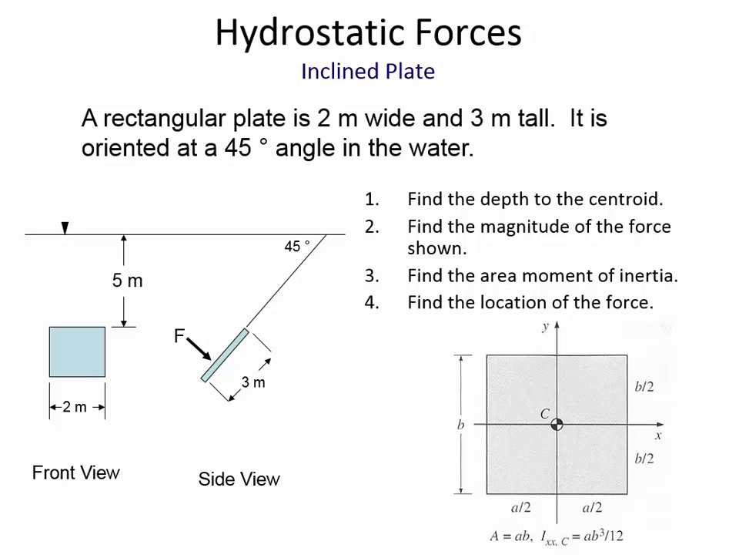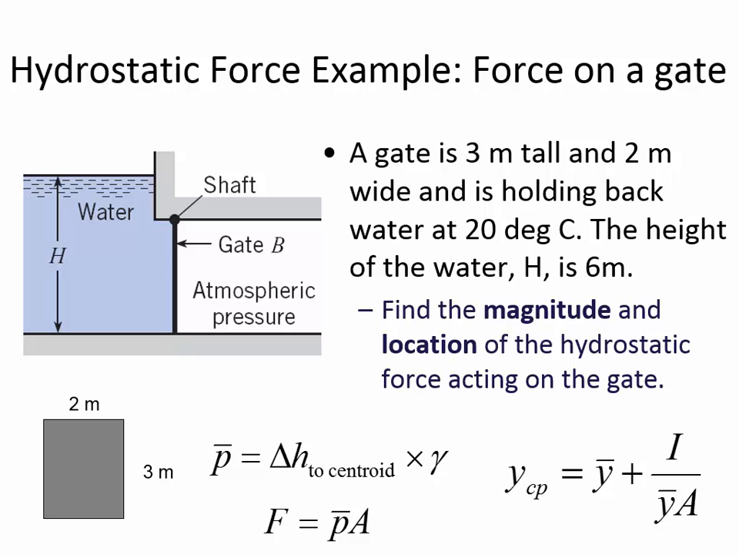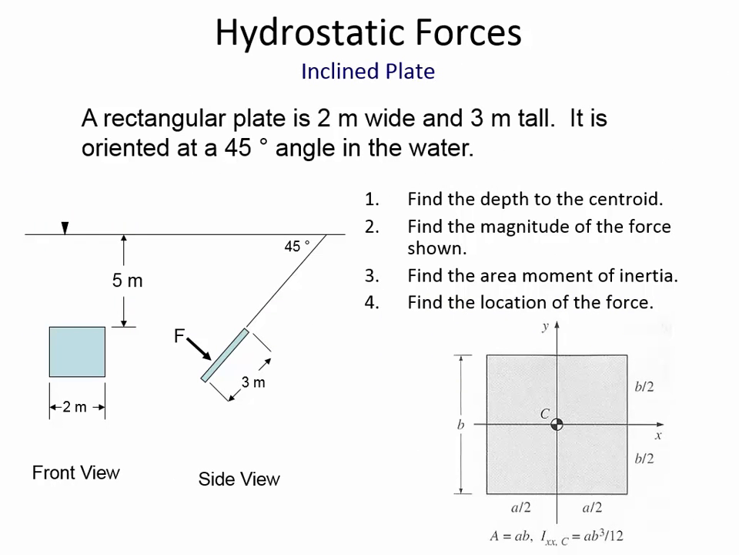Alright, then the YCP will be Y bar plus I divided by Y bar A, and the area moment of inertia, AB cubed divided by 12, that still applies. Hold on a minute. On the last example that we just worked, 2 by 3, okay, all right. I was worried for a minute there that it was 3 by 4, but it was 2 by 3 in the last example. And this is also a 2 by 3, okay.